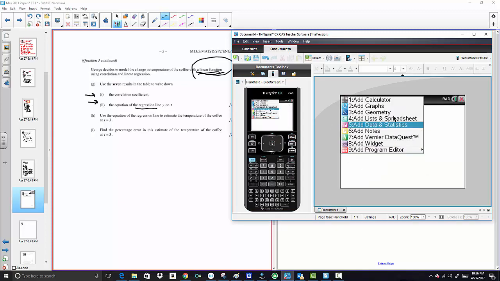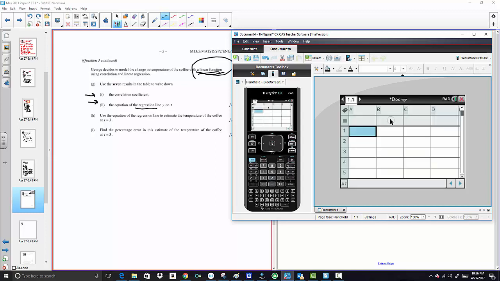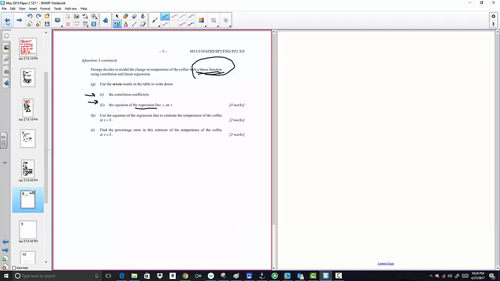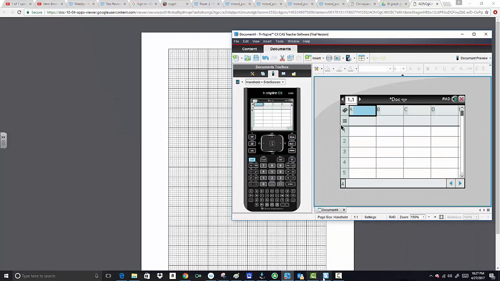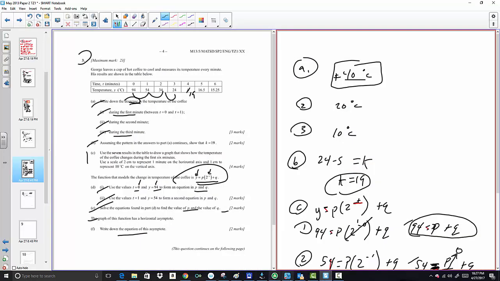I'm not going to save this, so I'm going to add a list and spreadsheet, and we're going to have to put in the x and y values from the table. So I'm actually going to peek back at the table, since I can't see it, and I'm going to move this calculator up here. And let's take a look at the calculator.